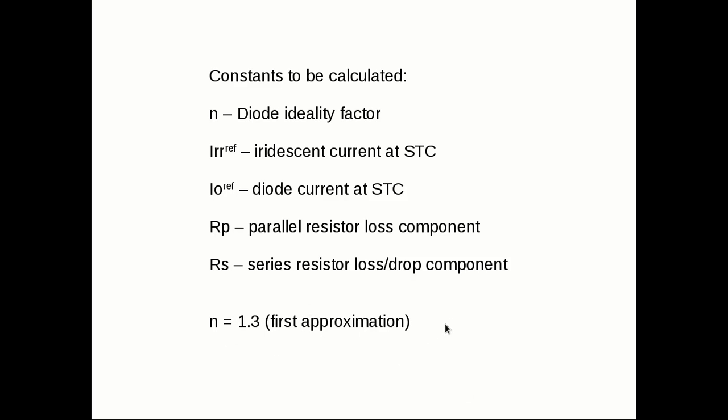So the first approximation is the diode ideality factor. Now, the diode ideality factor, from what I've read, varies between 1.2 and 2, and it depends on the doping factor of the solar panel. You could use several values, but most often people use the value of 1.3. Of course, you could change this and check it out, not a problem, but I'm going to start with this. I'm going to assume the diode ideality factor to be 1.3.